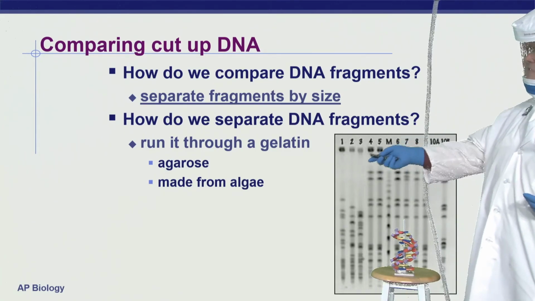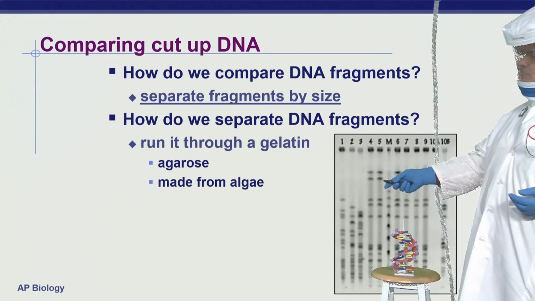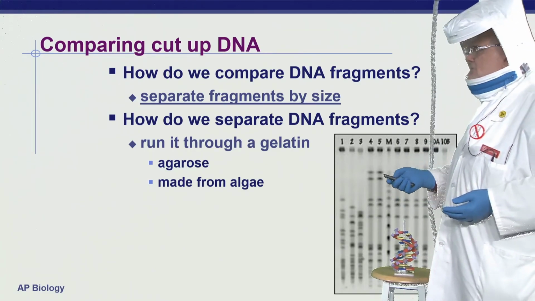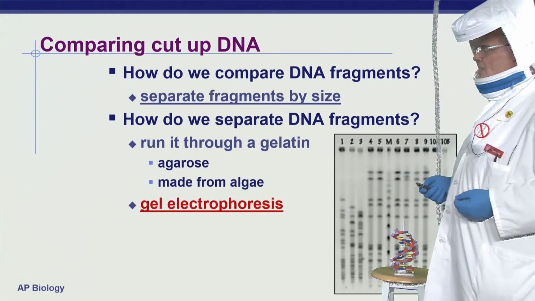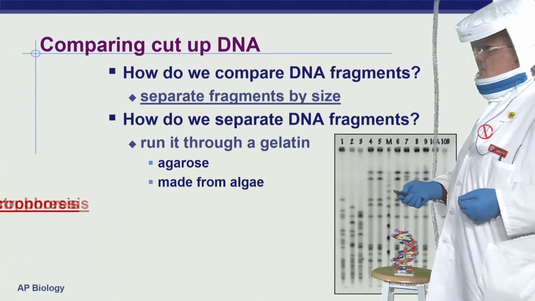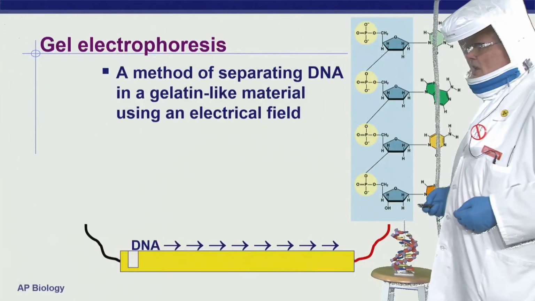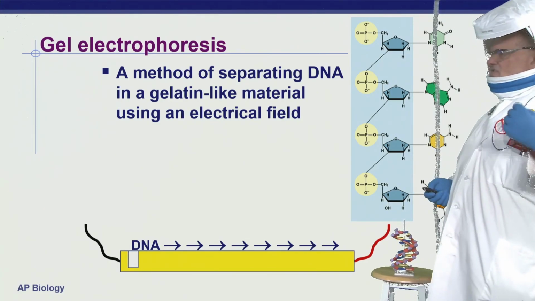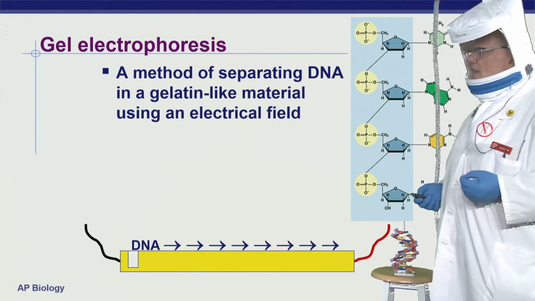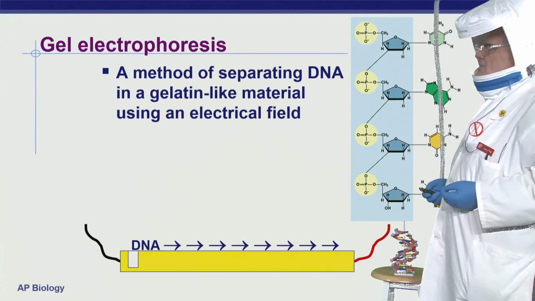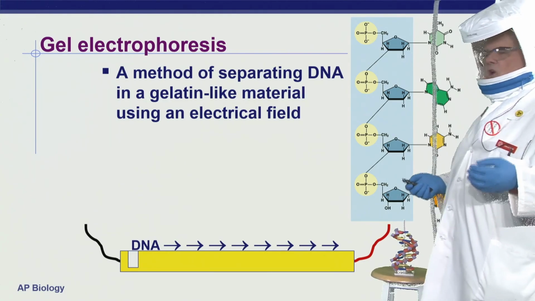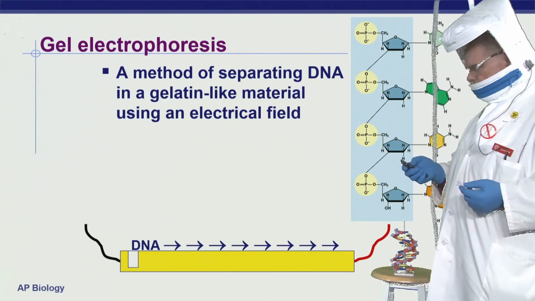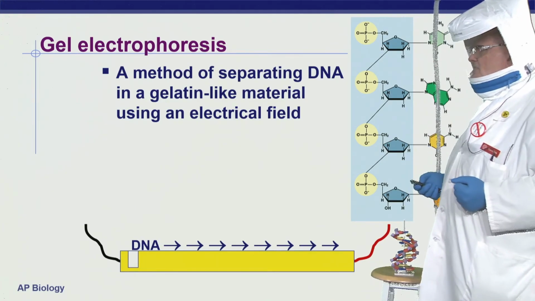And this shows a gel with different samples separated by gel electrophoresis. So gel electrophoresis is a method of separating DNA in a gelatin-like material using an electric field. There is a charge on DNA, and so an electric field is going to cause it to move through the gelatin if it's set up properly.